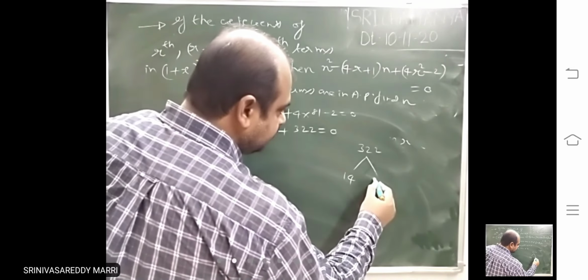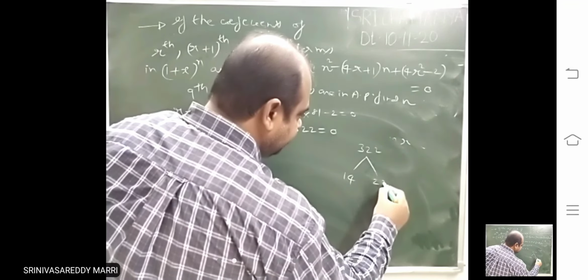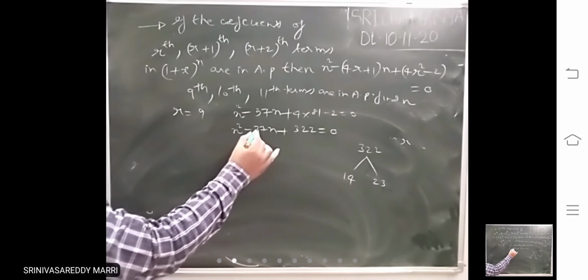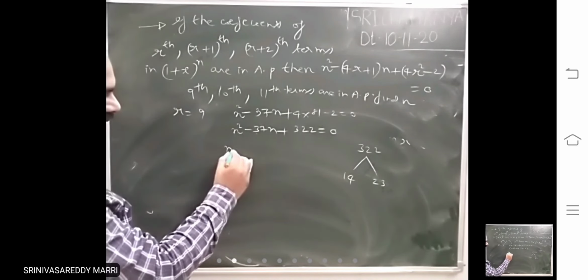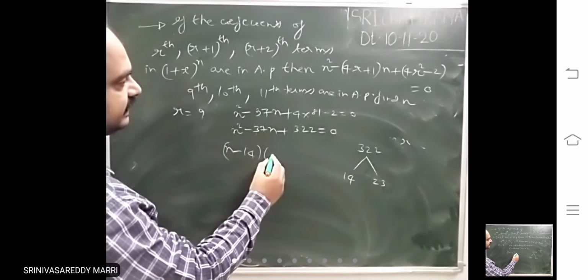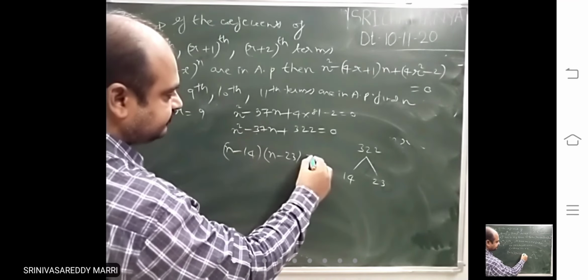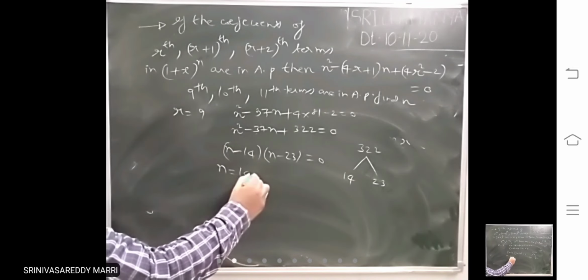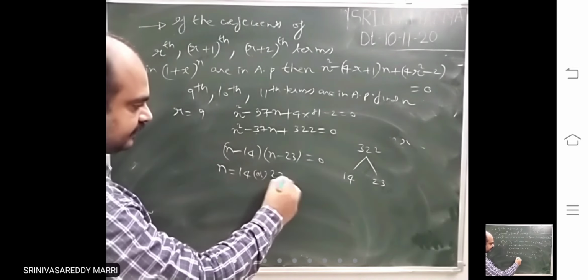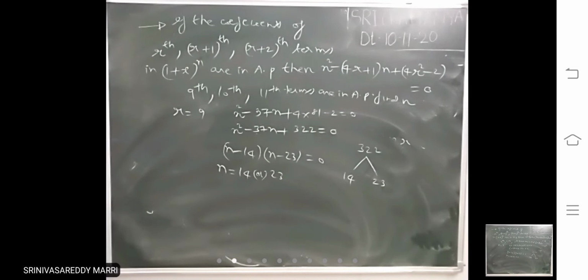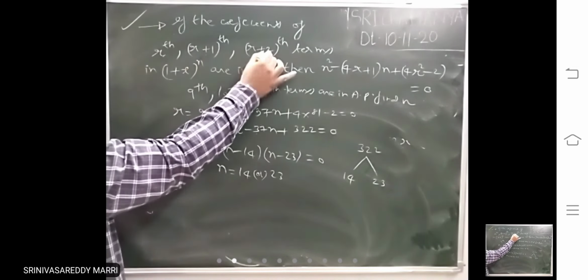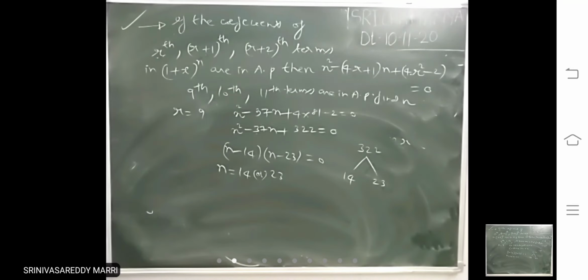Factors: 14 and 23, that will become 37. That means (n minus 14) into (n minus 23) equals 0. So n is either 14 or 23. Remember this formula: rth, r plus 1, r plus 2 consecutive terms. Take the first one as r and substitute here, then you will get the value of n.